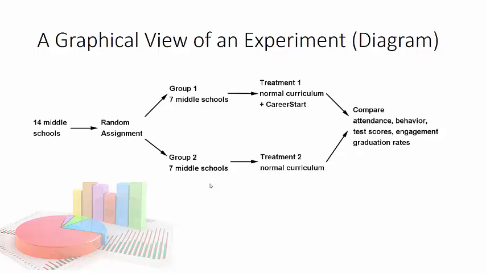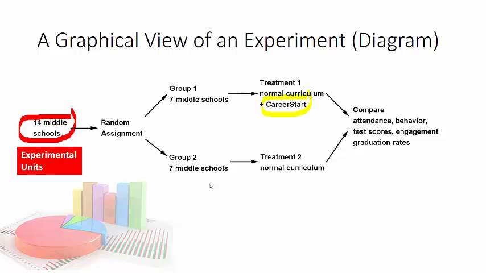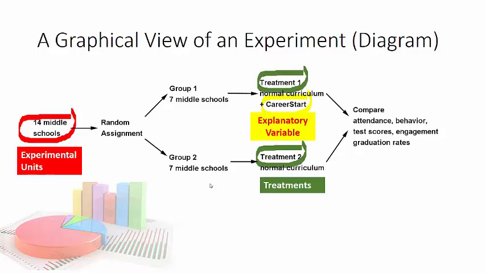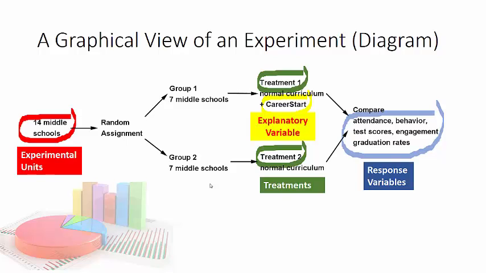So, if I have this graphical view, let's go ahead and highlight some important parts. The 14 middle schools are the experimental units. The Career Start, we're pretty sure that's the explanatory variable. Then how are we going to level it? Have different factor levels there. Well, we'll have Treatment 1, which includes Career Start, and Treatment 2, which does not. Okay, so those are our treatments. And finally, our response variables are attendance, behavior, test scores, engagement, and graduation rates.